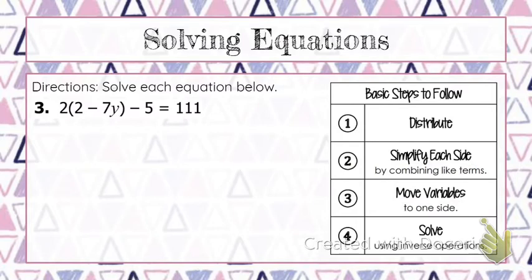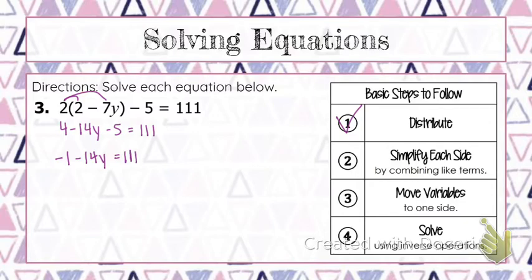Okay, let's look at another problem. This is number 3 from the worksheet. First, we're going to distribute the 2. So we get 4 minus 14y minus 5 equals 111. Then we're going to combine like terms on each side. So this 4 and 5 can be combined. 4 minus 5 is negative 1. Minus 14y equals 111.